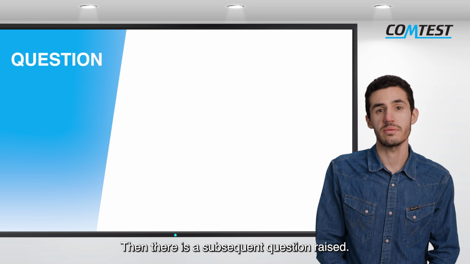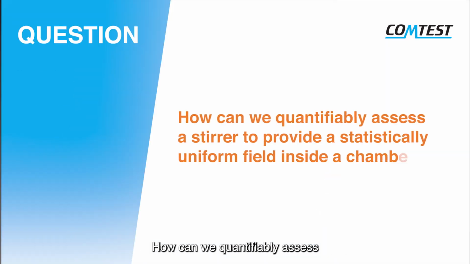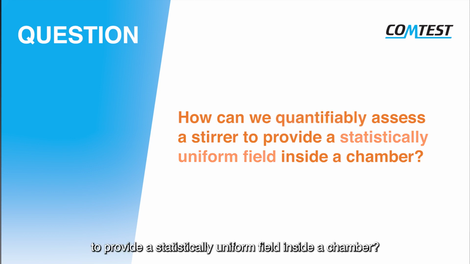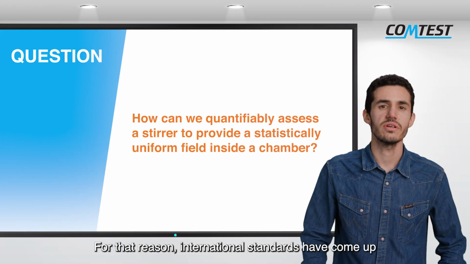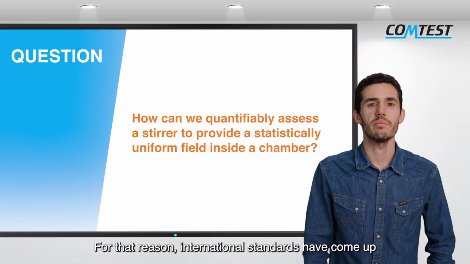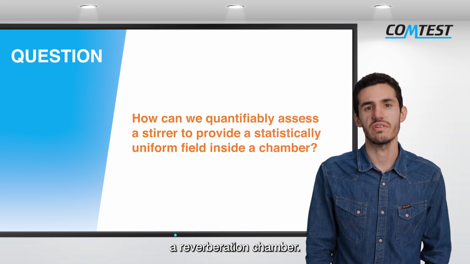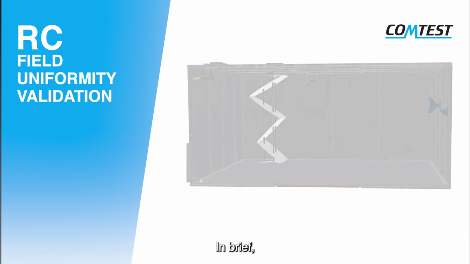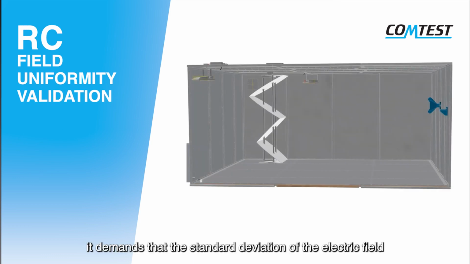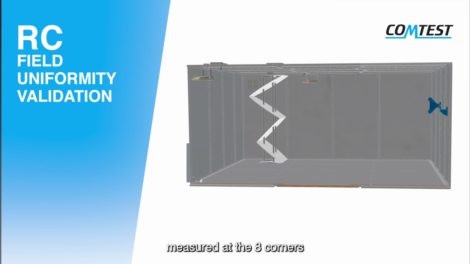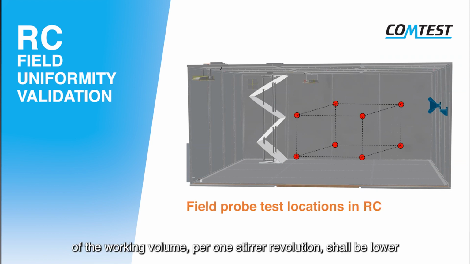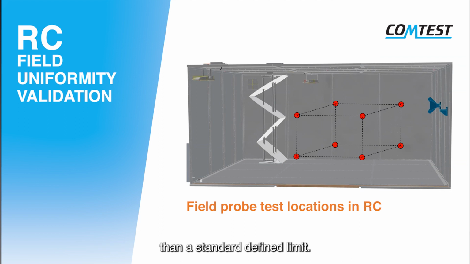Then, there is a subsequent question raised. How can we quantifiably assess the ability of a stirrer to provide a statistically uniform field inside the chamber? For that reason, international standards have come up with a field uniformity validation procedure in order to characterize a reverberation chamber. In brief, it demands that the standard deviation of the electric field measured at the 8 corners of the working volume per 1 stirrer revolution should be lower than a standard defined limit.